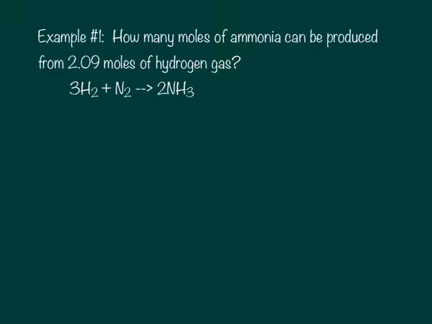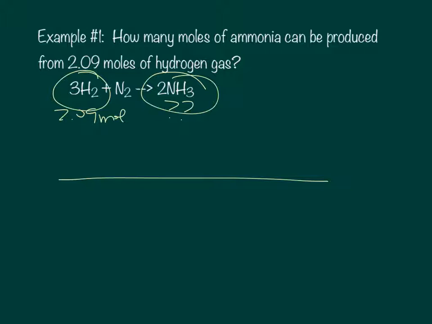So how I would attack this: I'm looking for moles of ammonia. That's what I'm trying to find. And I've got 2.09 moles of hydrogen gas. So I know I'm going to be converting from hydrogen to ammonia. I'd set up my little wonder fraction. I've got 2.09 moles of H2 because that's what's given in the problem. That's what I'm starting with. So start with what you know. Then the next part is to convert it using our mole-to-mole ratio. This part right here was given to us in the problem.